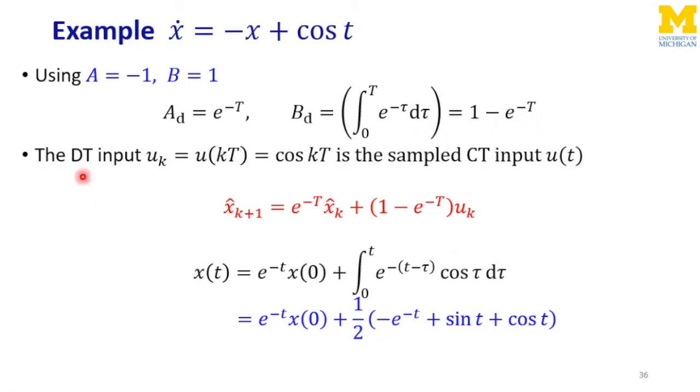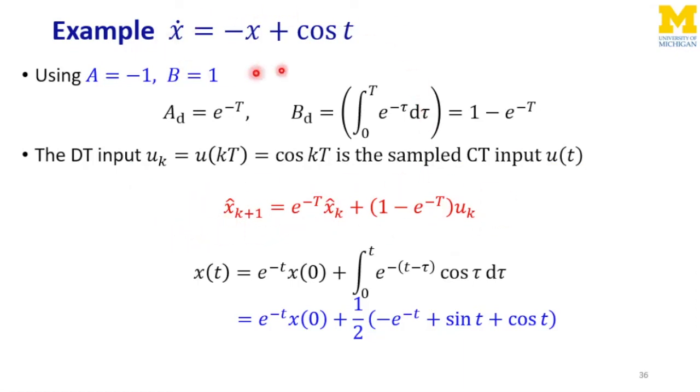The input to the discrete time system is the sample input, u[k], which is equal to cosine kT. And again, the input to the continuous time system is not constant between the sampling instants, but the input to the discrete time system is assumed to be constant. So anyways, we have the discrete time system looking like this.